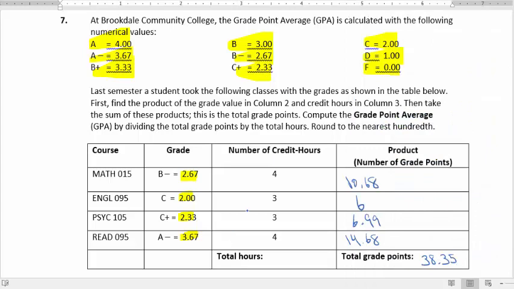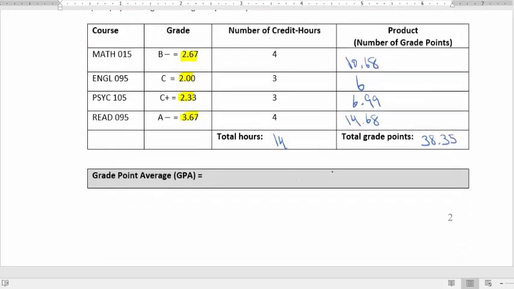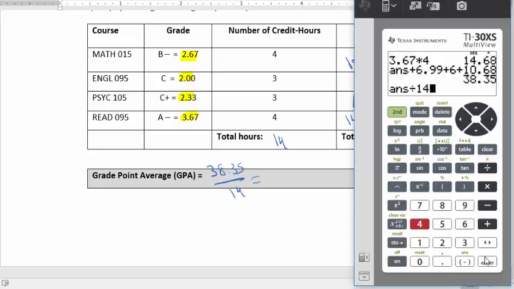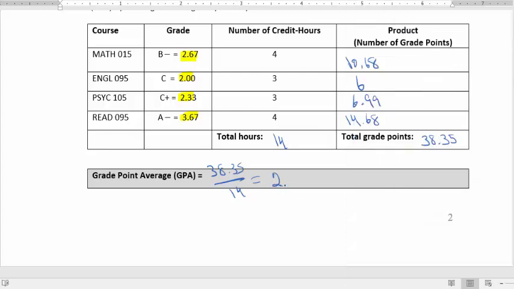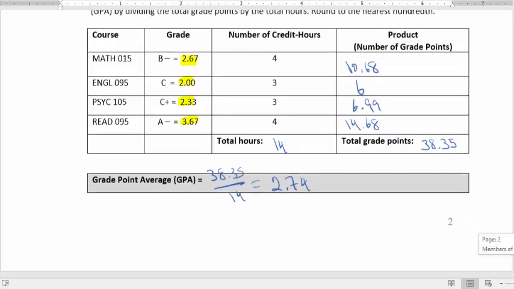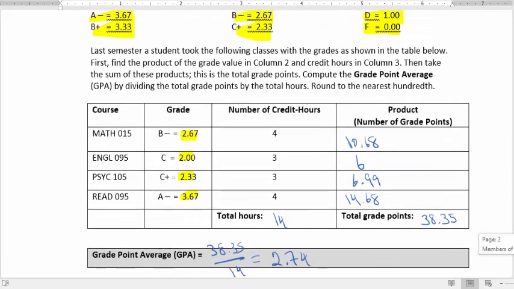And your total credits is 4 plus 3 plus 3 plus 4. That's 14 credits. Your GPA is then just the grade points divided by the number of credits. So it's 38.35 divided by 14, and that's going to be 2.74. Usually you go to 2 decimal places in these. So the semester GPA for this person is a 2.74.